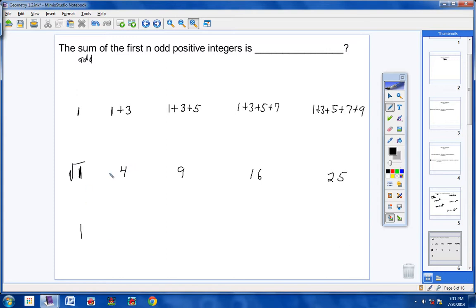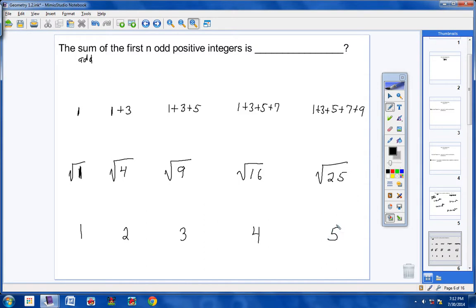4 is a perfect square. The square root of 4 is 2. 9 is a perfect square because the square root of 9 is 3. 16 is a perfect square because the square root of 16 is 4. 25 is a perfect square because the square root of 25 is 5.